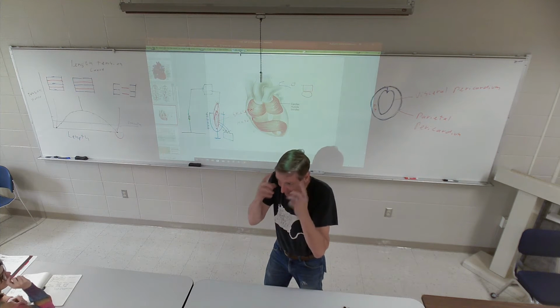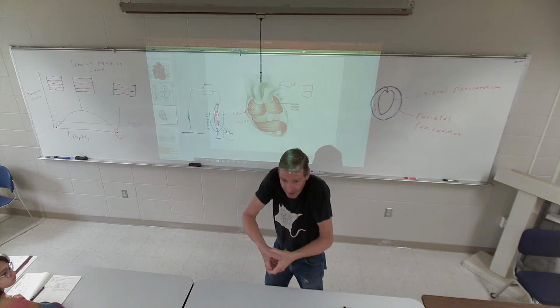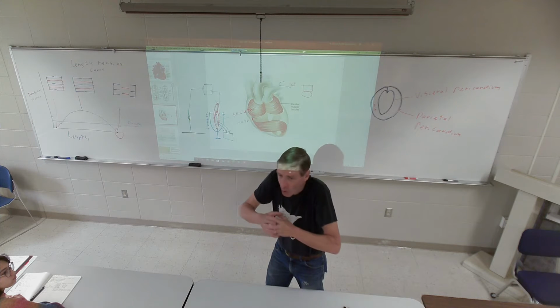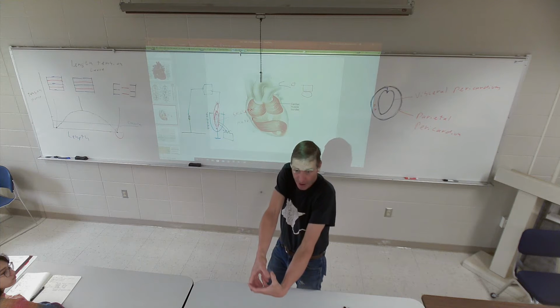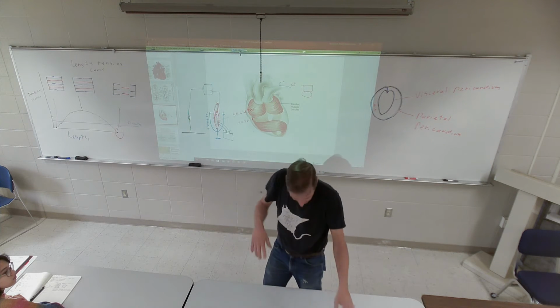Or probably the best way to think about it, that hollow space inside, that's where the blood is, right? If I make that space bigger, I can fill it more, right? Think of stretch or length in cardiac muscle cells basically as filling. If you cram more blood into the heart, you're going to stretch it out, right? That's going to increase the length of the muscle fibers. So that's kind of the relationship.